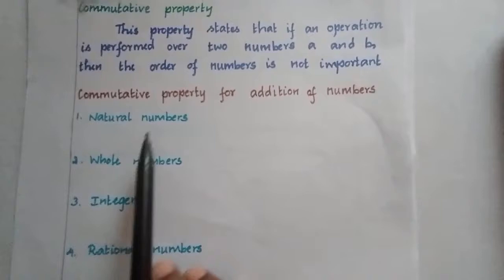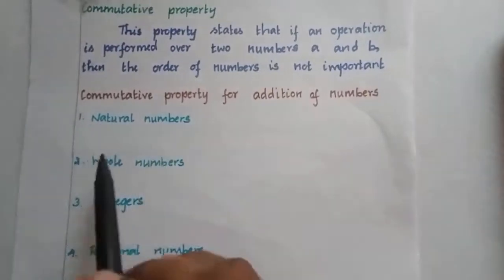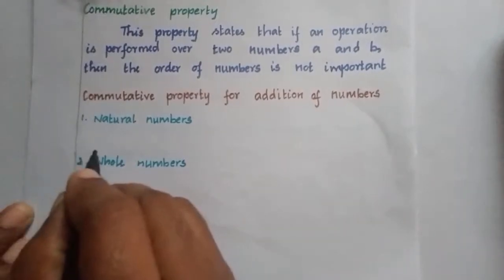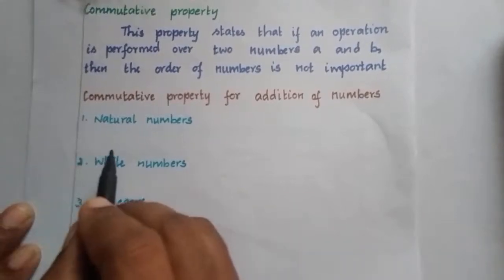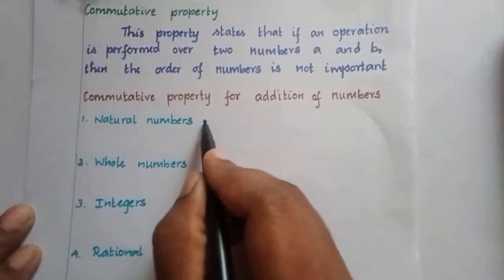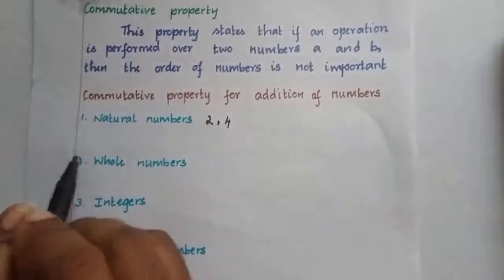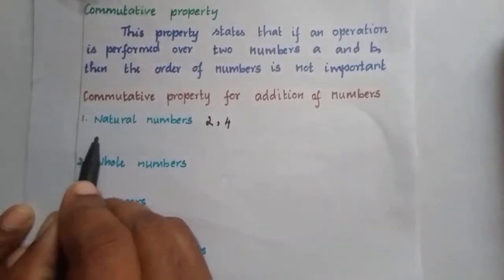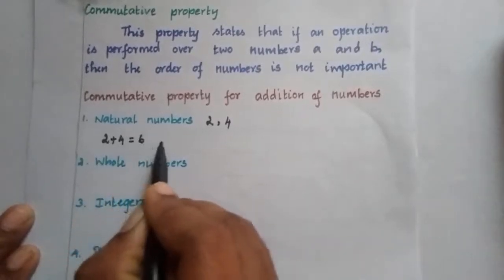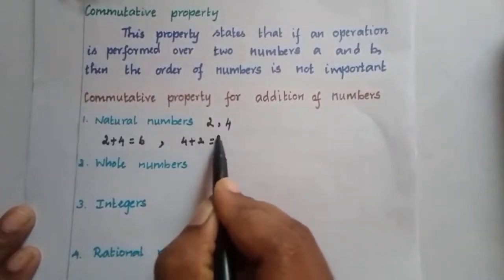So the first one, commutative property for addition of numbers. Let us check this property for natural numbers. So let us take an example for natural numbers as 2 and 4. So we see that the value of 2 plus 4 is equal to 6. Then what's the value of 4 plus 2? Yes, that is also 6.